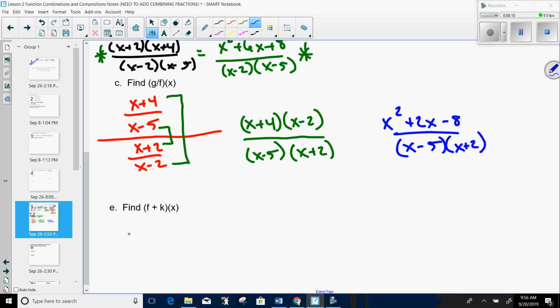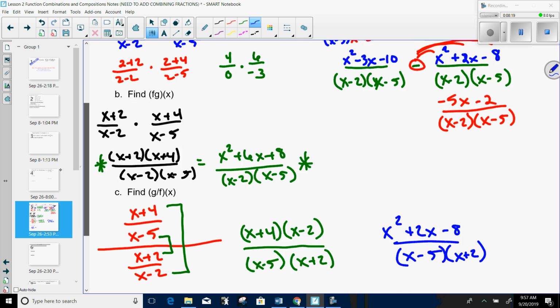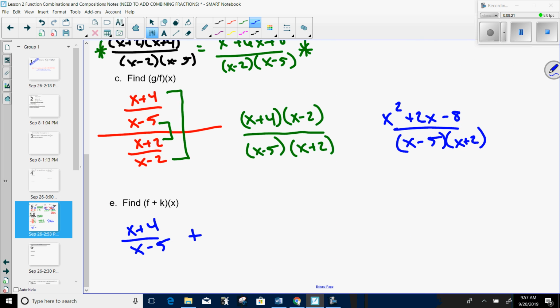F is the function x plus 4 over x minus 5 plus the function of k. K we haven't used yet, so I don't know it. 1 over 2x minus x. So it'd be 1 over 2x minus x. So what you have is you now have three fractions. What I'm going to do is I'm going to make this second part a fraction.